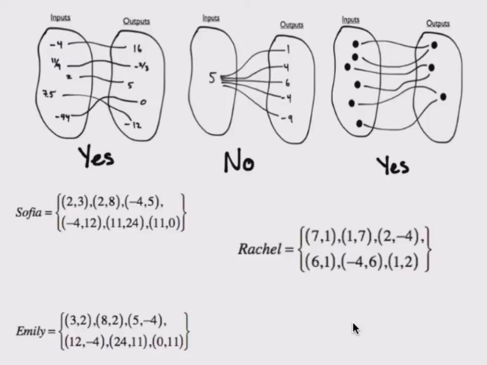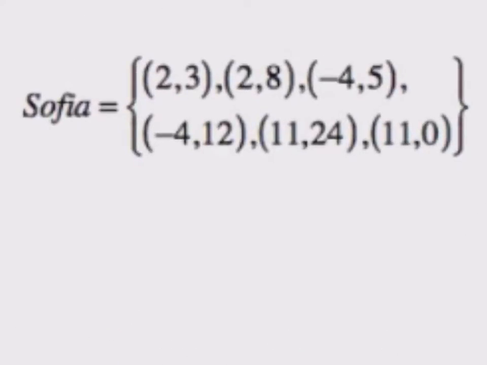Looking at the relation Sophia, let's look at the inputs. We see that we have an input of 2 with an output of 3, and that same input of 2 has an output of 8. So immediately we see that we are not looking at a function. Sophia is not a function.